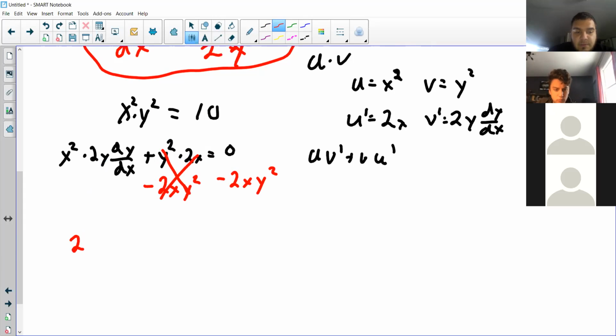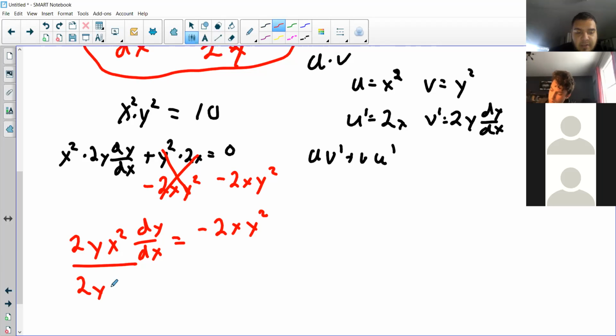So over here, I have 2yx squared dy/dx equals negative 2xy squared. Now I need dy/dx by itself. This is being multiplied by dy/dx, so I'm going to divide both sides. Or I'm not dividing dy/dx, I'm dividing everything next to dy/dx.